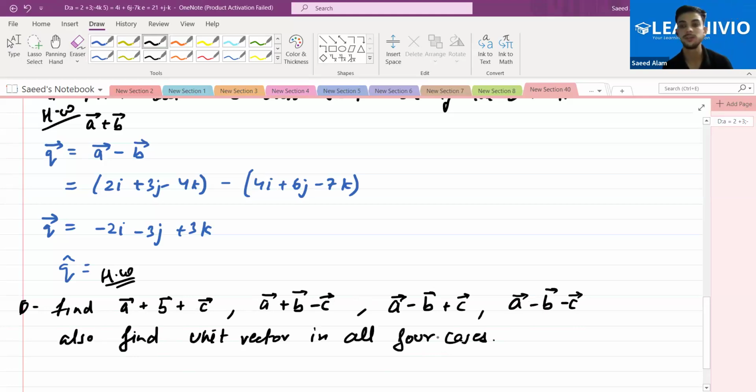Okay, so this is how we were finding out the unit vector or the magnitude part, we can solve it out. Okay, so now we are good with addition of the two vectors and the subtraction of the two vectors. Yes or no? Yes, sir.